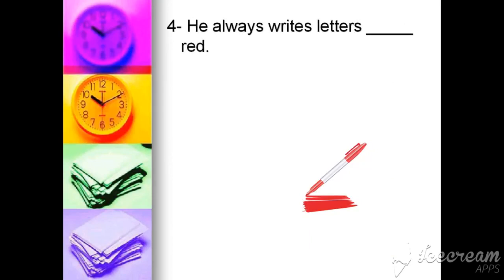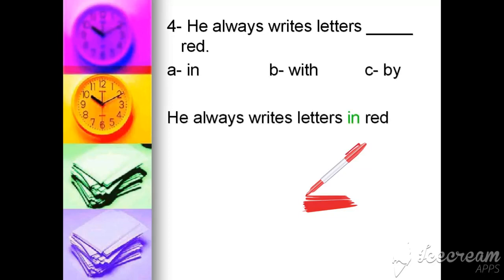He always writes letters red. So, what should we say? Writes in, or writes with, or writes by? The answer is he always writes letters in red. Writes in.